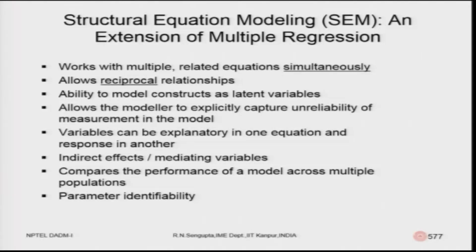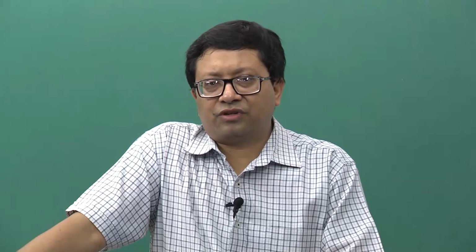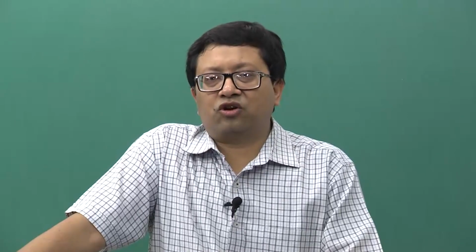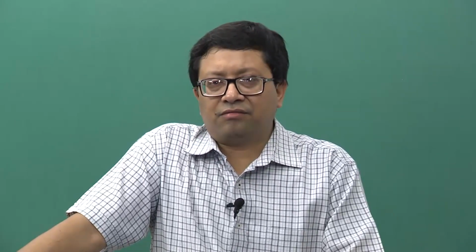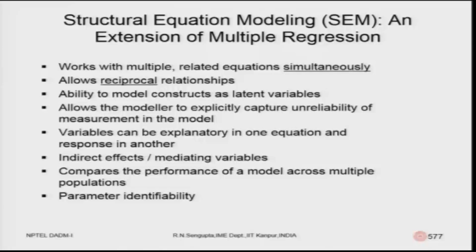So, it allows the modeler to explicitly capture unreliability of measurements in the model. So, unreliability of the measurements in the model, I will briefly go through it with a diagram. It is not a part of the structural equation modeling concept, but I will just consider that from a very simple point of view, how we consider reliability or, say for example, stochasticity or non-deterministic nature in the data. So, this fourth point I will come to that using the concept of which is a simple diagram.